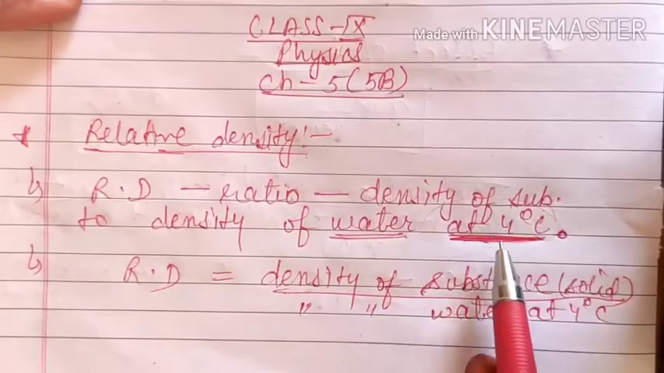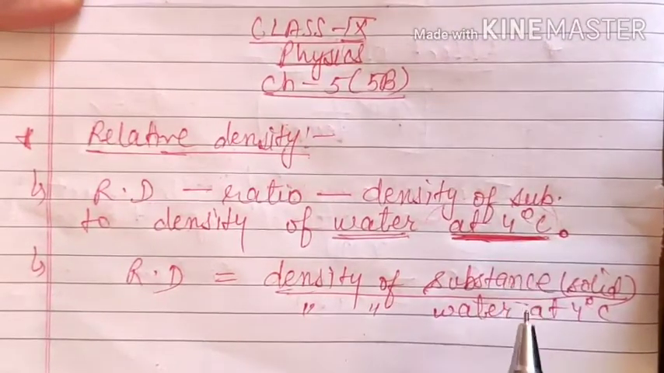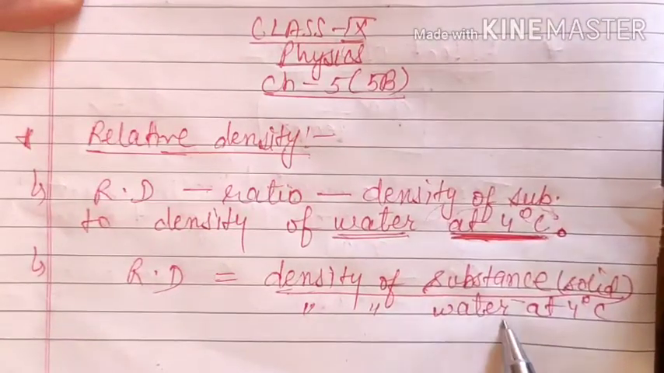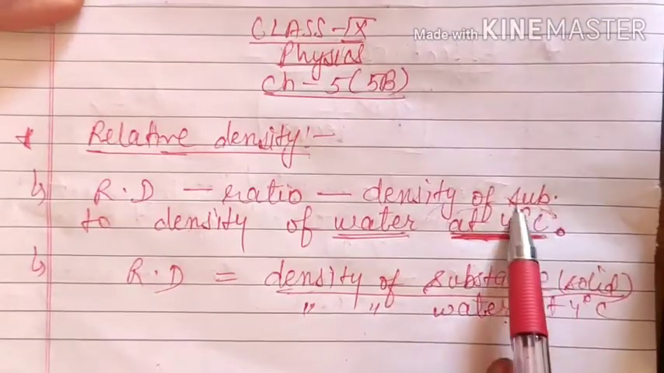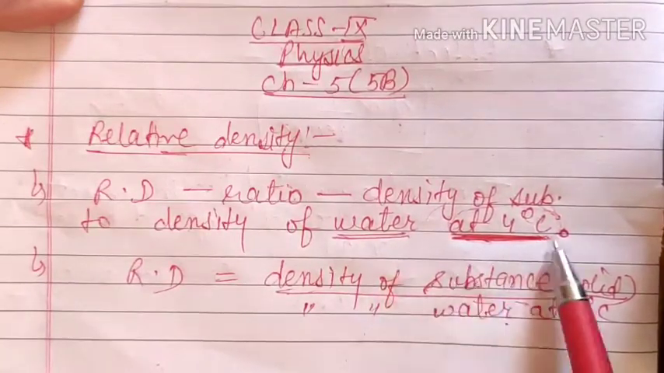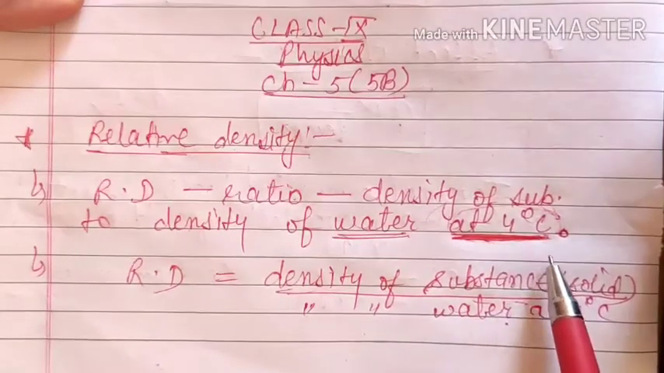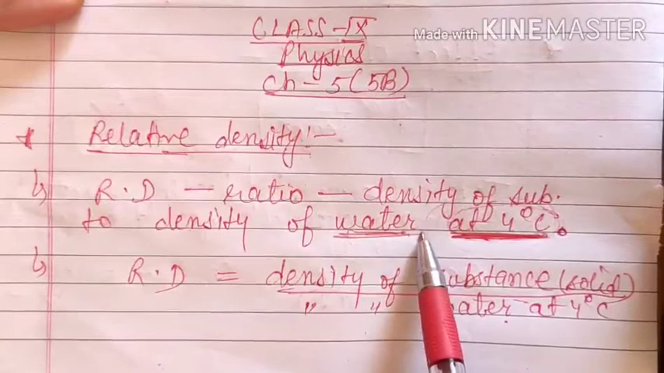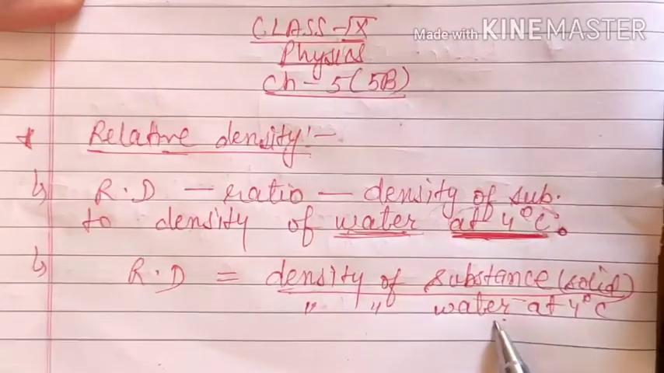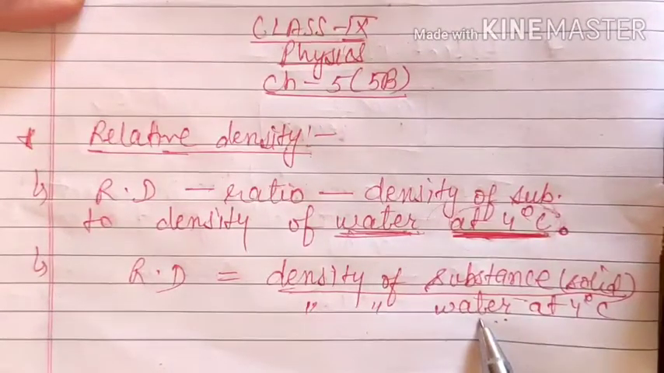Next thing, why only at 4 degrees Celsius? This we have seen in the last class. Because at 4 degrees Celsius water has maximum density. That's why we have taken it at 4 degrees Celsius. Below this and above this, we do not have any uniform concept in the case of water. So we have taken only 4 degrees Celsius, because the density of water is maximum there, and water only because it has one standard value.